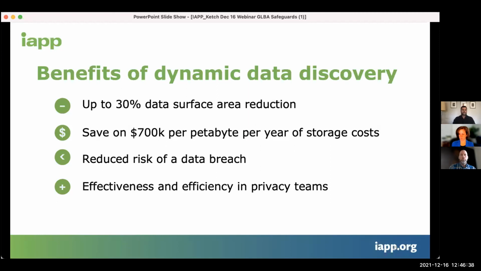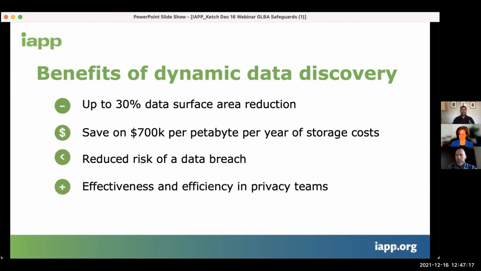A lot of reasons why that's important. One is just the sheer volume of storage cost today: 700 grand per petabyte per year. If you can reduce that footprint by 30%, that is a huge saving for most people. And the other angle is a reduced risk of a data breach as you minimize that data surface area. And Robert, you pointed out this ability to connect data discovery with some of these privacy management use cases makes privacy teams much more effective and much more efficient in their compliance needs and in their building of ROPAs and privacy impact assessments and whatnot. So a lot of reasons to do this.